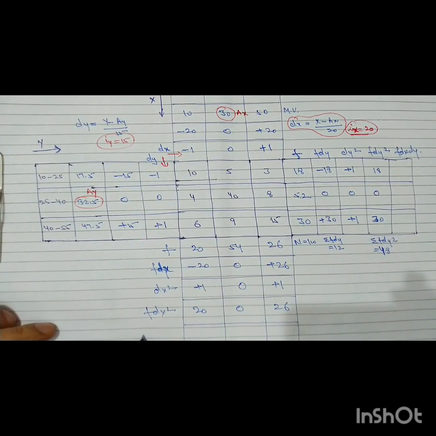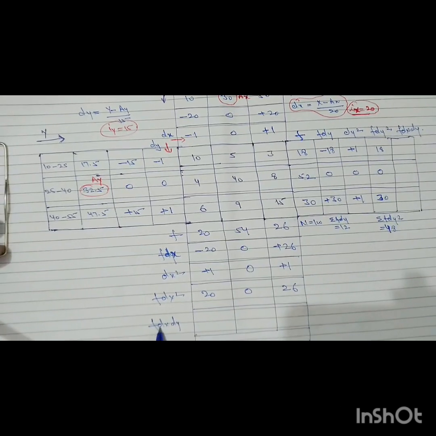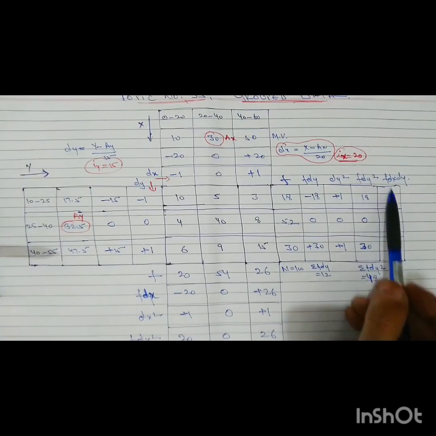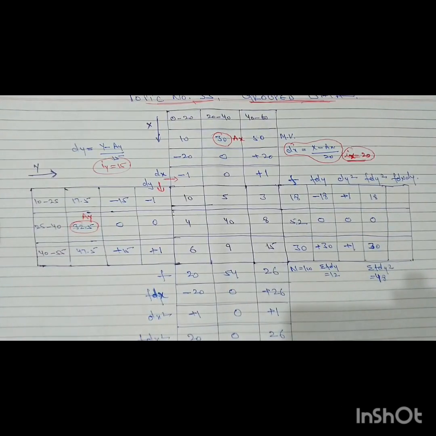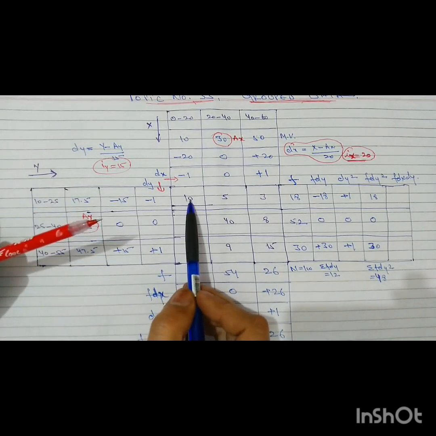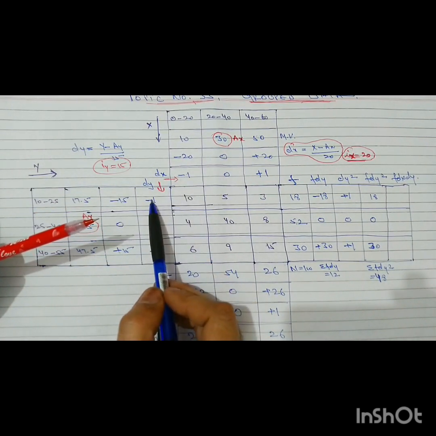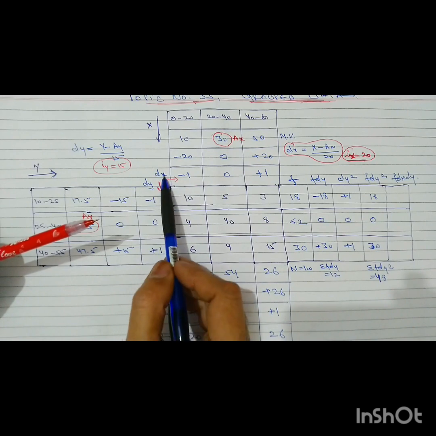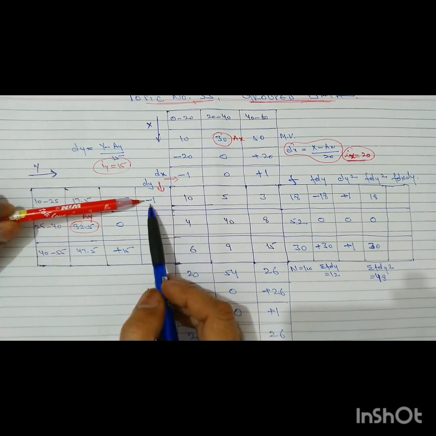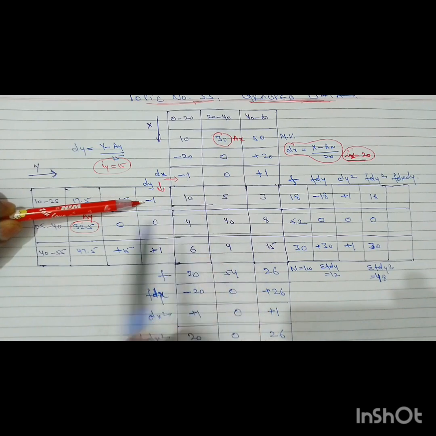Now calculate f dx dy. We are left with f dx dy, and here also f dx dy. Now see, this is frequency f. This is dx. This is dy. First calculate dx into dy for first row. Minus dx into dy is minus 1 into minus 1.